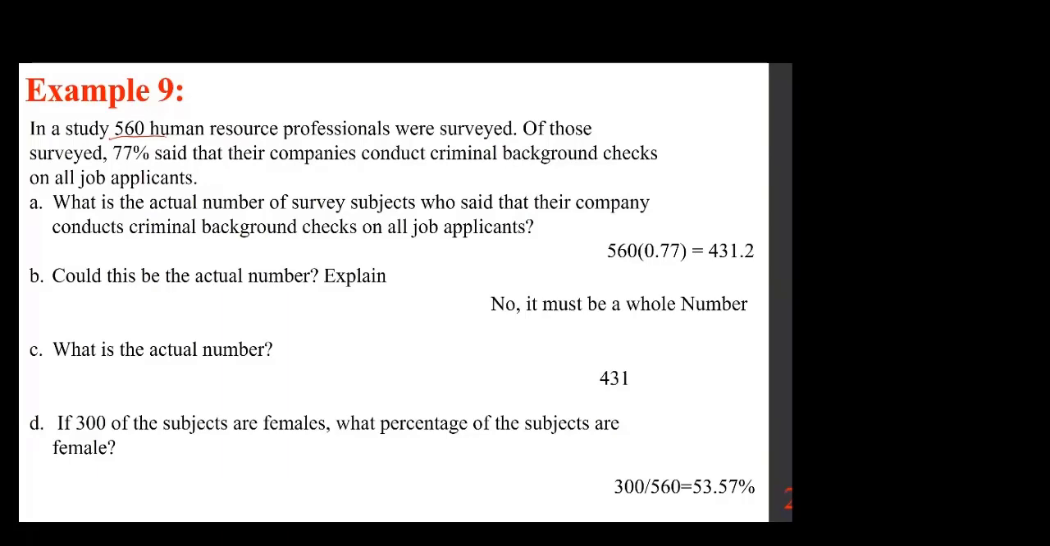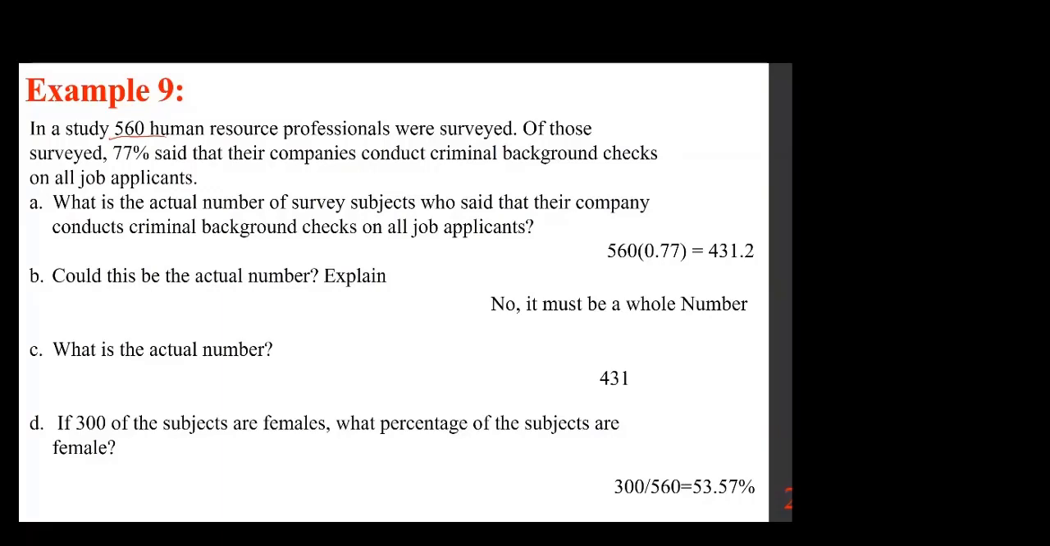Let's go back to the original. Okay, the original question, the original sample size is 560. So 300 of 560 are female. So you have to divide 300 by 560, not by 431. And 431 refers to a number that corresponds to 77%.